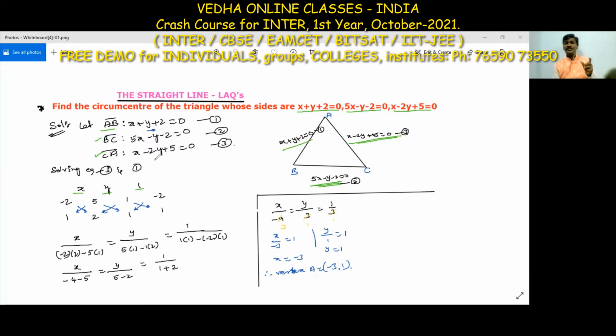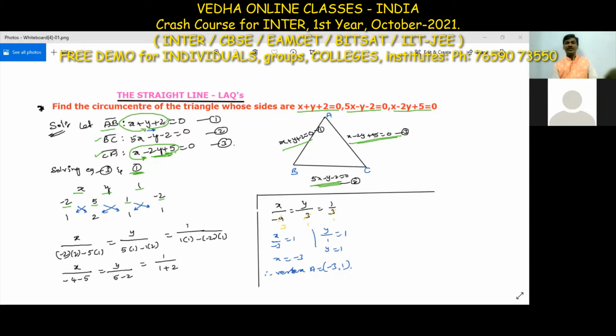In equation 3, we start from the y coefficient, which is -2, then 5, then the x coefficient, then again the y coefficient. We start from the y coefficient and end with the y coefficient again. So that means -2, 5, 1, -2. For the first equation also, we start from the y coefficient and end with the y coefficient: 1, 2, 1, 1.